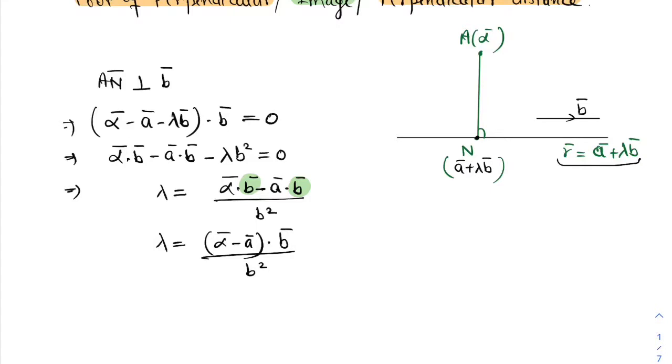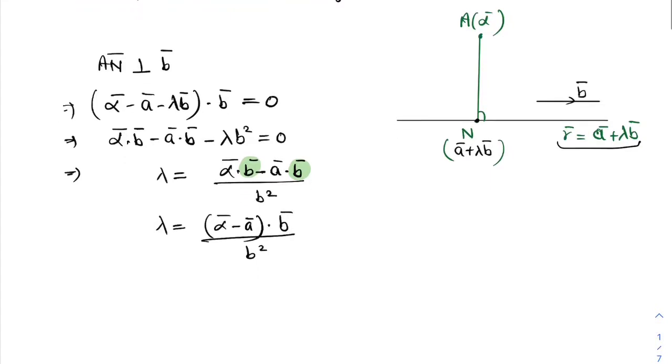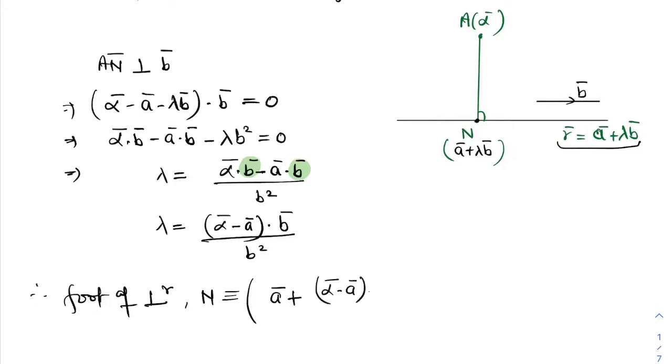So if I put this lambda, then I can write the foot of perpendicular, that is N, as a plus alpha minus a vector dot b vector divided by b square, into b vector. Okay, so this will be our foot of perpendicular from the point whose position vector is alpha, to a line whose equation is given as r equal to a plus lambda times b.